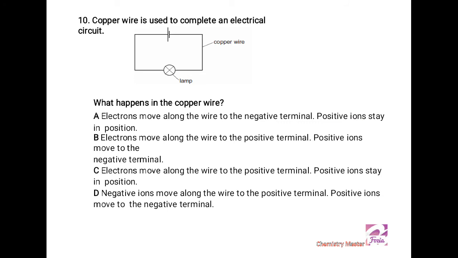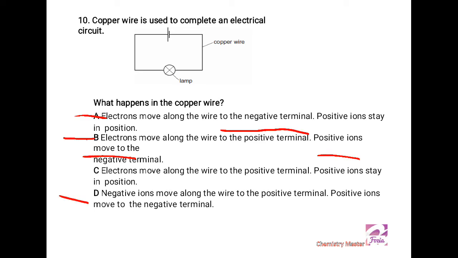Now in number 10, we have to see copper wire is used to complete an electrical circuit. Okay, because copper is a conductor. What happens in the copper wire? Option A, electrons move along the wire to the negative terminal. It's not the flow. Electron flows from negative terminal to positive terminal. So A is omitted. Now B, electrons move along the wire to the positive terminal and positive ion move. No, only electrons move in electricity, not the positive ions.